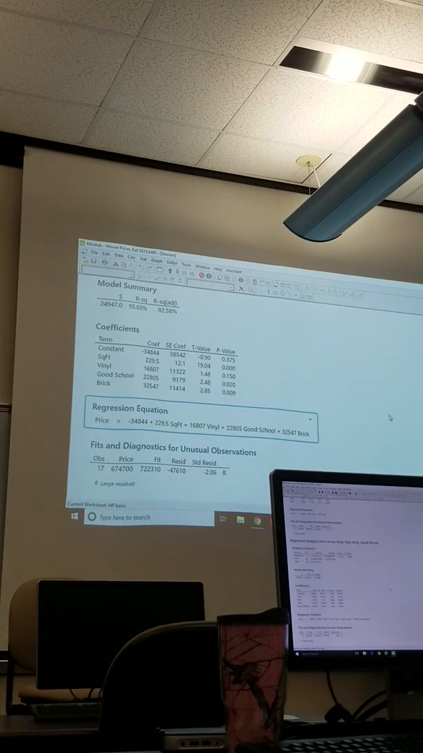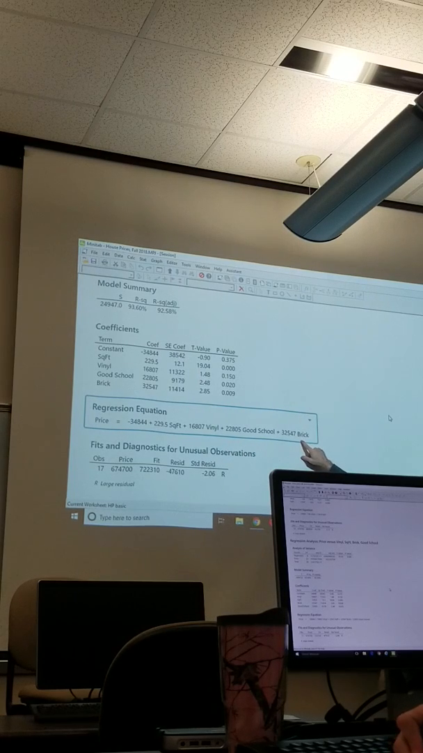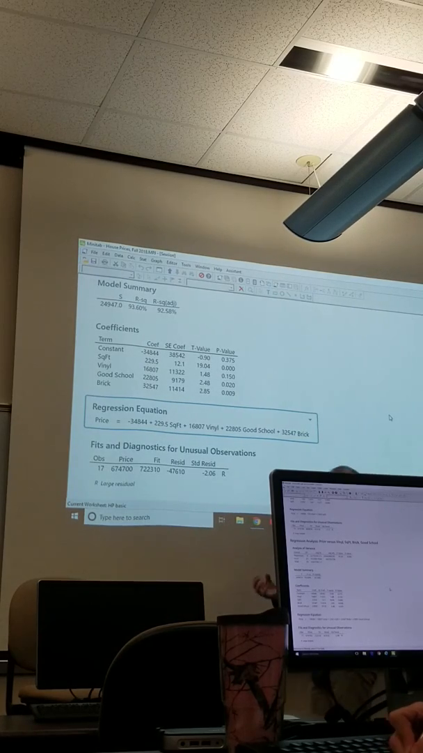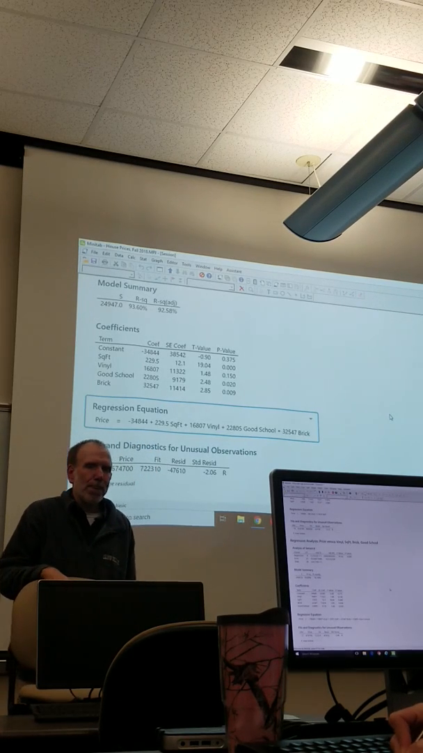And then we also have this brick coefficient here. So, fingers crossed, how would I interpret that brick coefficient? Already accounting for square footage, vinyl, and good schools, if the house is brick, it's an additional $32,547. Exactly, if the house is brick, it's gonna be $32,547 more compared to wood. It's no longer vinyl and wood because I've got vinyl in the model. This 32,547 is compared to the other category, the one that's left out. You always interpret dummy variables in relation to the category that you've left out.